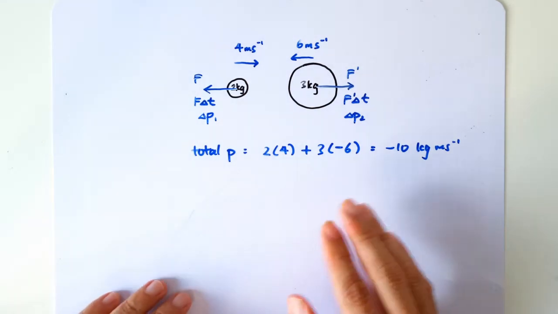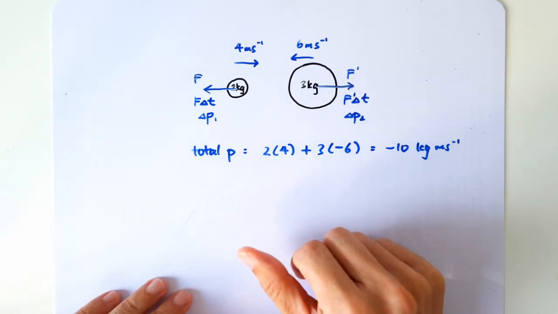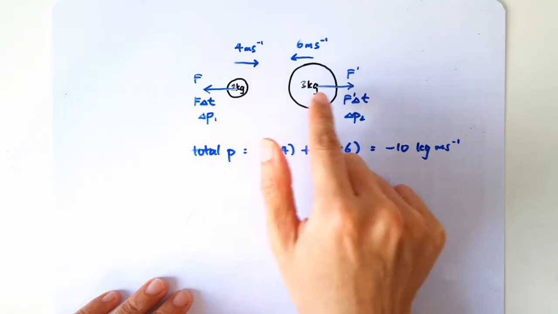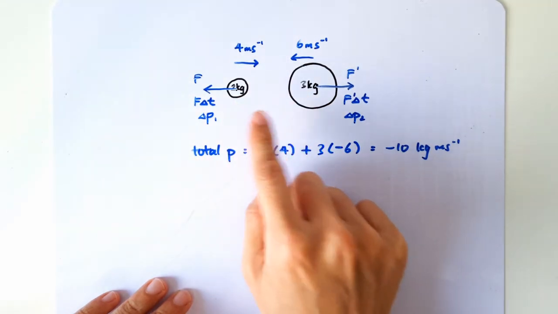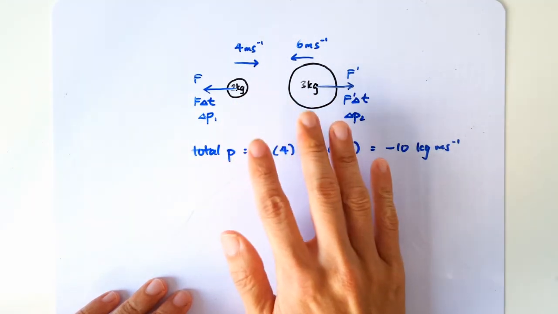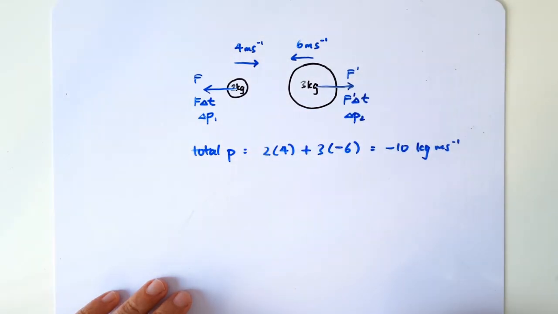So it's about momentum, it's not about mass, it's not about speed, and definitely the forces, the impulses, and the change in momentum experienced by these two forces are always equal but opposite.